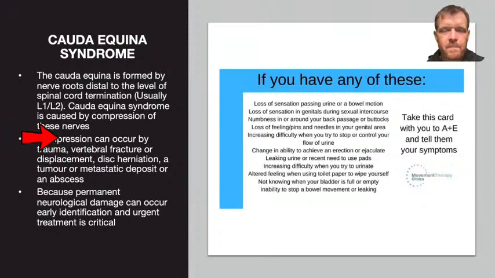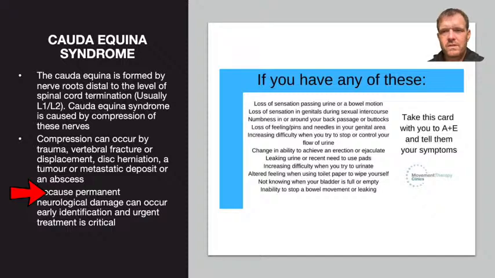So the compression around the cord, or the cauda equina, can occur because of trauma. There may be a vertebral fracture or a displacement of the vertebra, so a spondylolisthesis where it slipped, a disc herniation, which is what we were talking about previously, a tumour, or a metastatic deposit or an abscess. So there could be a cancer spread or cancer growth, or an abscess, so a fluid buildup for whatever reason, some kind of infection. So there's lots of different reasons why you might have cauda equina.